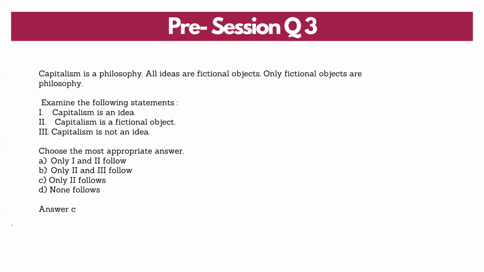Let us look at the next question. Capitalism is a philosophy. So when all or some is not given explicitly, and just capitalism is philosophy is given, what I usually do is draw it like this, that capitalism lies inside philosophy. All ideas are fictional objects. So let me draw it here. All ideas are fictional objects. Only fictional objects are philosophy.